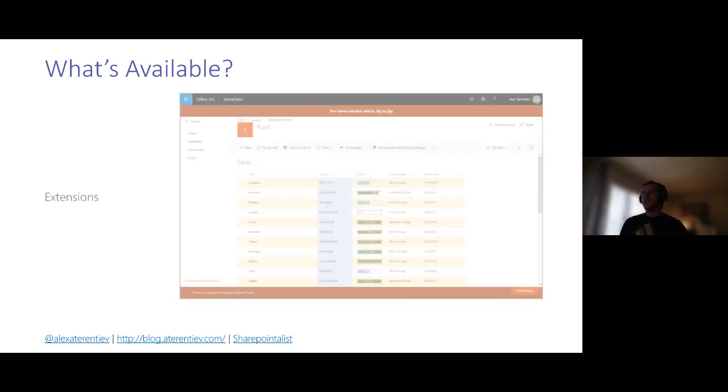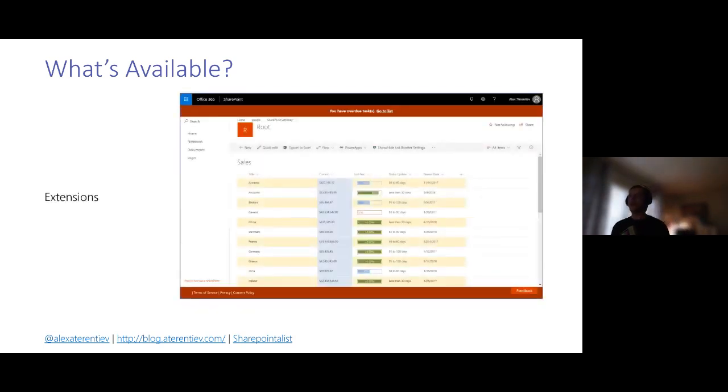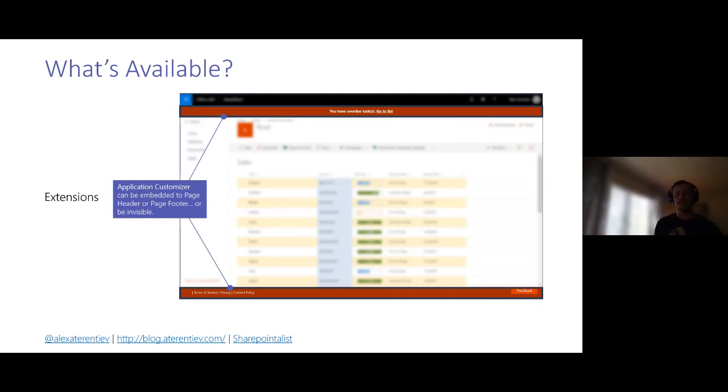So next one, extensions. And extensions allow you to extend or customize modern SharePoint UI and modern SharePoint behavior. And currently there are 4 types of extensions available. The first one is Application Customizer. It allows you to add a custom header and footer to the page, or you can just use it to inject custom JavaScript or CSS to a page as well.